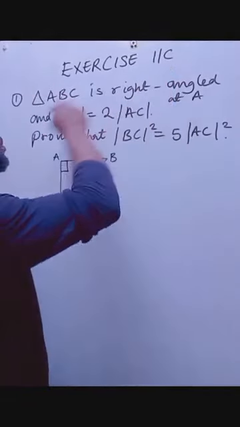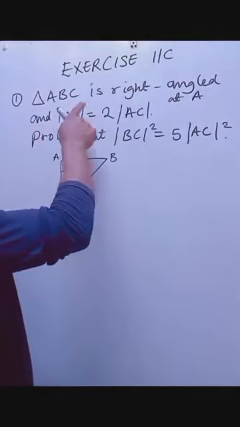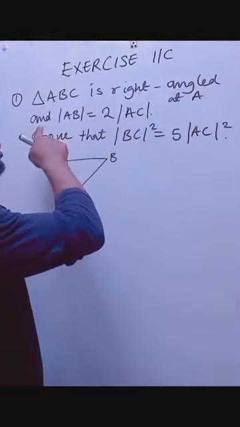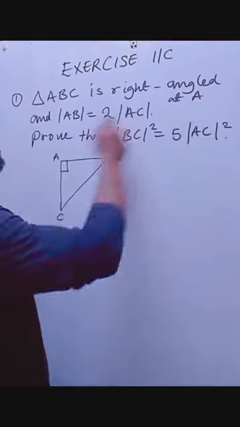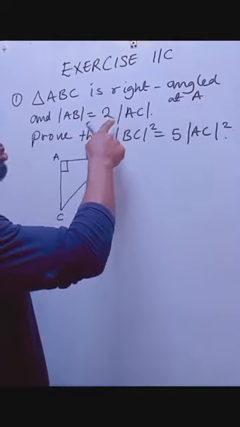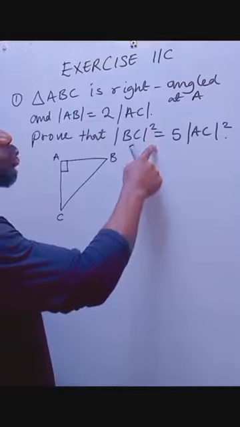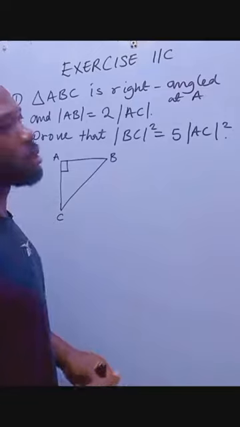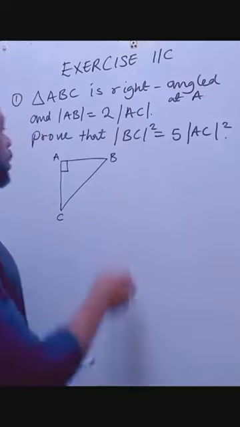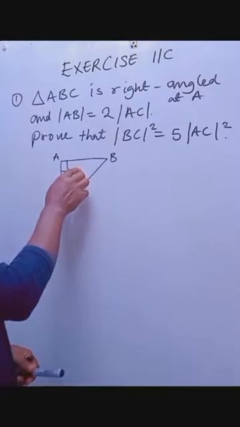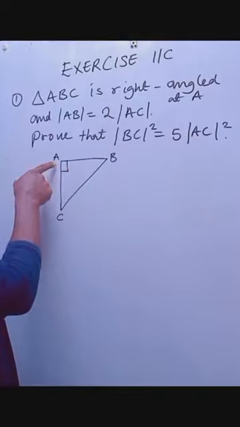Exercise 11C, question number 1. Triangle ABC is right angled at A, and AB is equal to 2 multiplied by AC. Prove that BC squared is equal to 5AC squared. Now this is the diagram, and the triangle is right angled at point A.